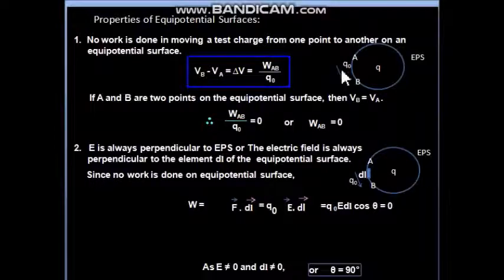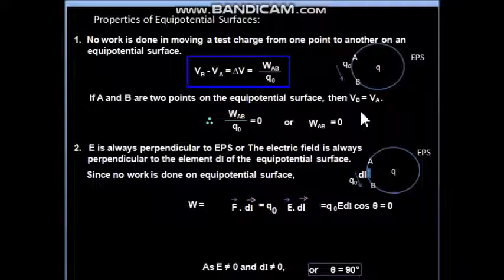Since these points A and B are present on the EPS, that means equipotential surface, point A and point B have equal potential, the same potential. So VB and VA are of the same potential. If we use this information in the formula, we get WAB upon Q0 equal to 0. So WAB is 0.